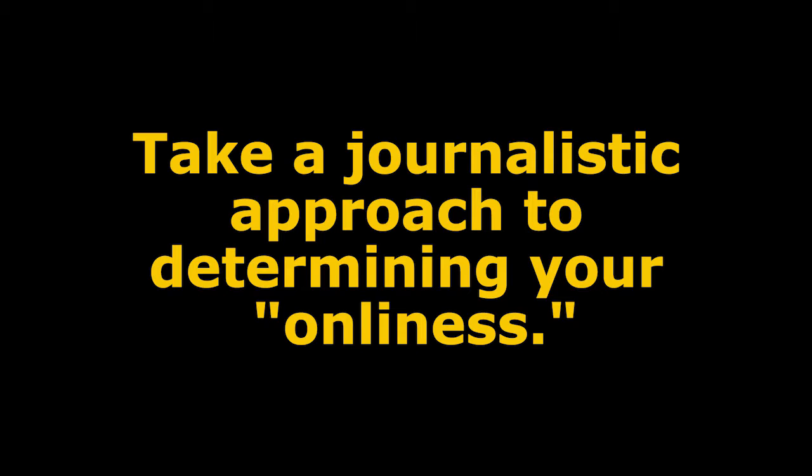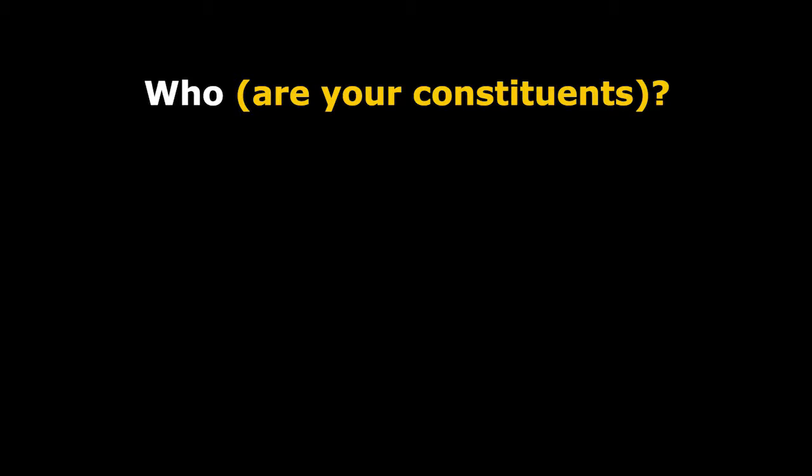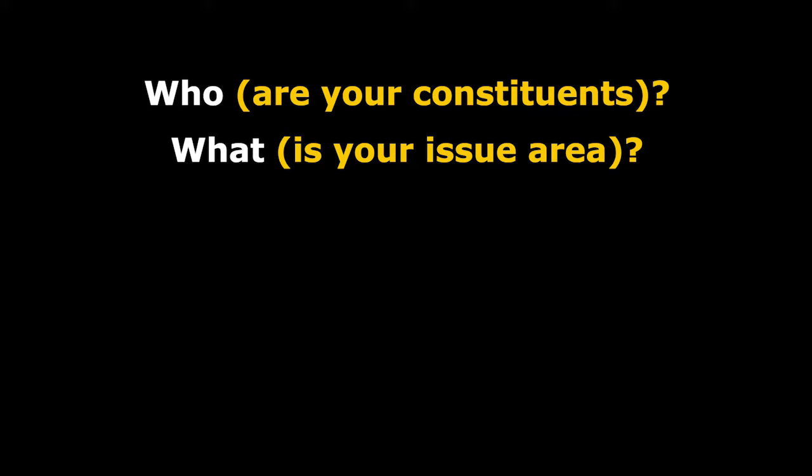First, take a journalistic approach to determining your onlyness, the definition of which is the quality or state of being the only one of an indicated or implied kind or category. Let's break it down with 5 W's and an H. 1. Who are your constituents? 2. What is your issue area?